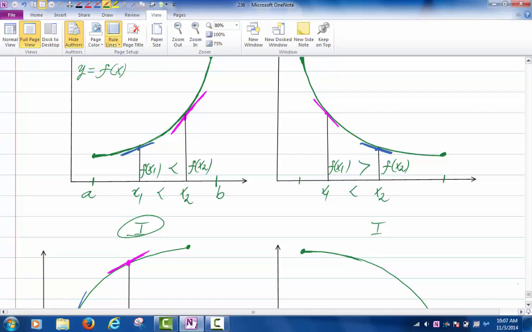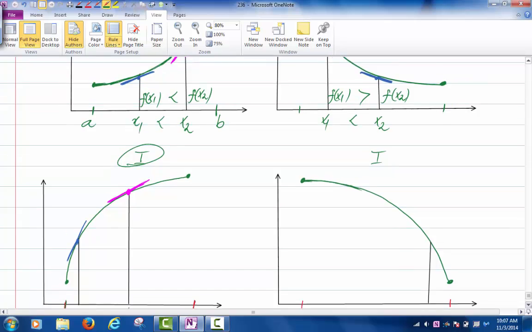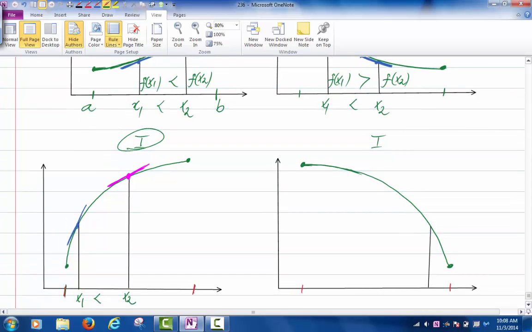Okay? Now we have the concept of concavity. Concavity means that the first two graphs, we say that the function is concave up on I. So the function in the first graph is concave up on the interval I. The function in the second graph is concave up in the interval I. And then, if I look at the other two graphs, in the third graph, the function is concave down on I. In the fourth graph, the function is also concave down on I. Okay.